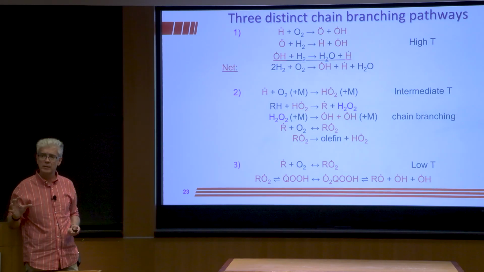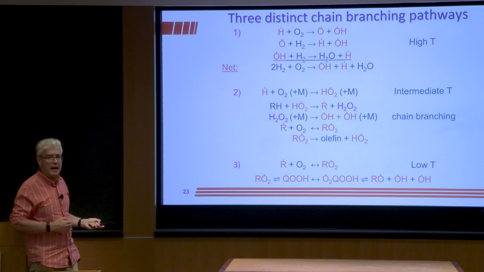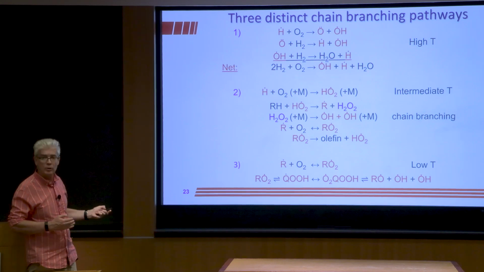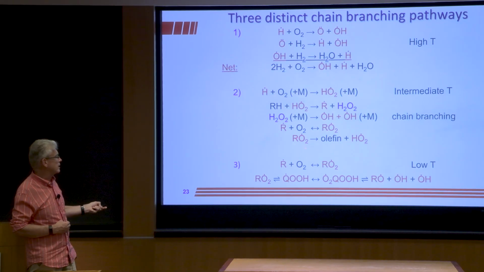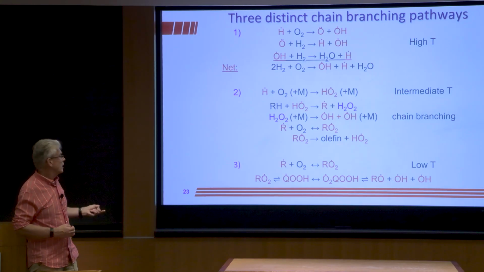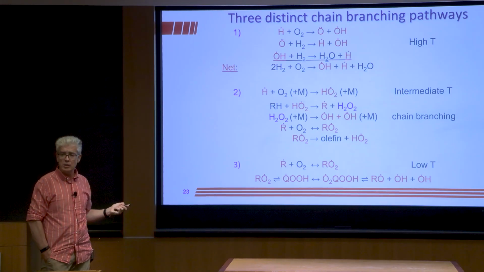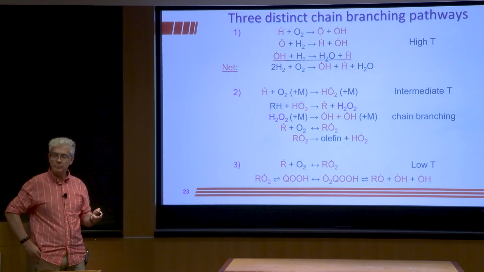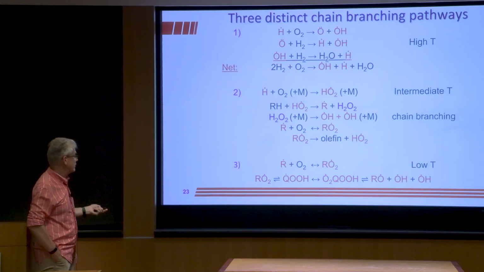Where's HO2 coming from? Largely, a large proportion of it, and I'll show you this tomorrow, you have fuel radical adds to O2 to give RO2, and that RO2, the alkyl peroxy radical, then gives you an olefin plus HO2. So at intermediate temperatures, this is still switched on, and I'll demonstrate that a little later when I have it available.